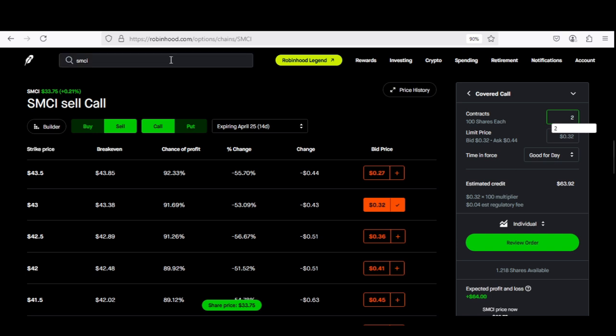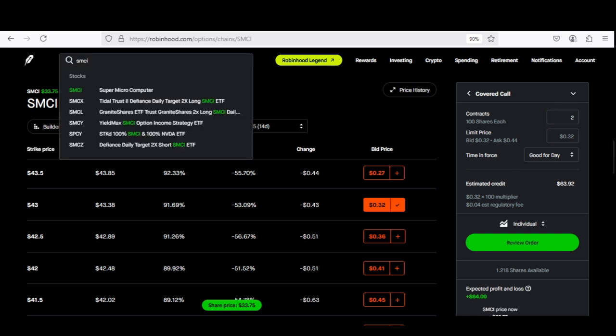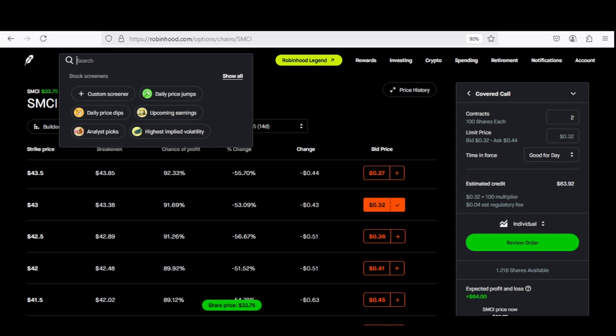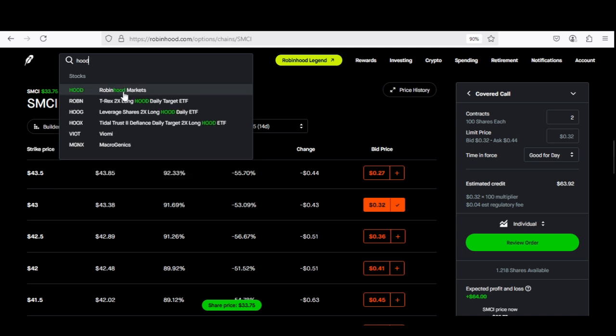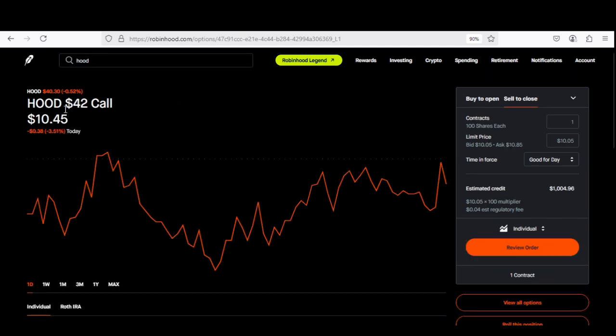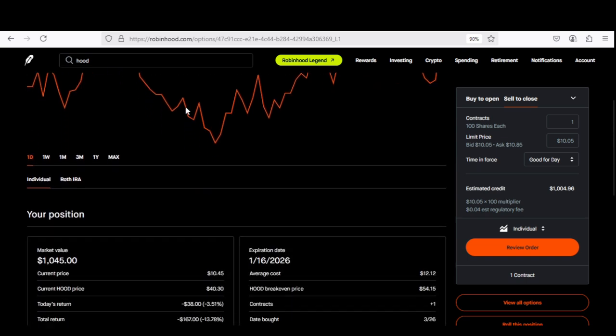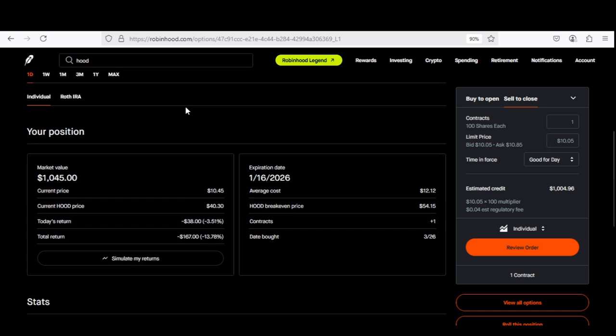Let's go ahead and jump into the second stock that I'm using in order to dollar cost average into LEAPS options. And for that, it's going to be Robinhood, ticker HOOD. Okay, so here we are on Robinhood Markets, or HOOD. And as you can see here, I have the $42 call. Now let me go ahead and show you the details. So once again, this is another LEAPS option I have in my portfolio, and this one too expires January 16, 2026.